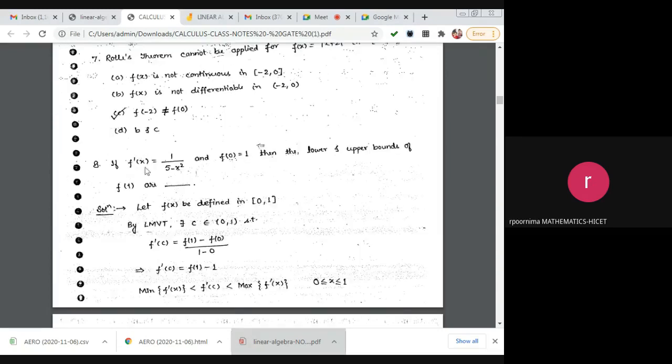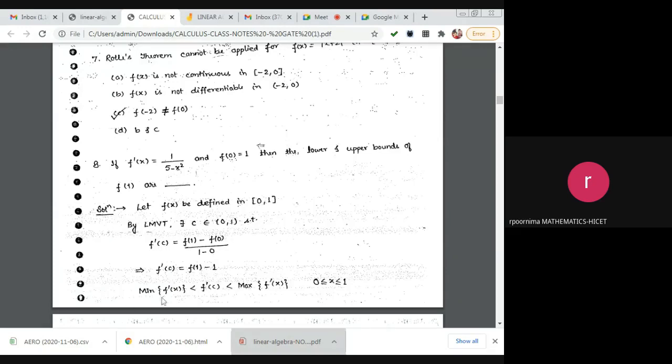Then next, if f dash of x is 1 by 5 minus x square and f of 0 is 1, then the lower and upper bounds of f of 1 are dash. So let f of x be defined in the closed interval 0, comma 1. By the Lagrange mean value theorem, there exists C belonging to the open interval 0, 1 such that f dash of C is f of 1 minus f of 0, that is f of b minus f of a, by b minus a. Here b is 1 and a is 0, so 1 minus 0.